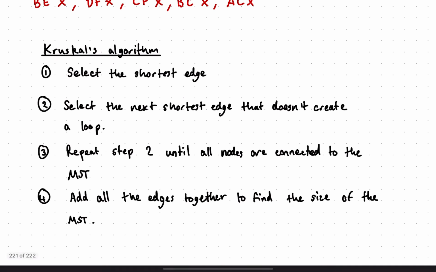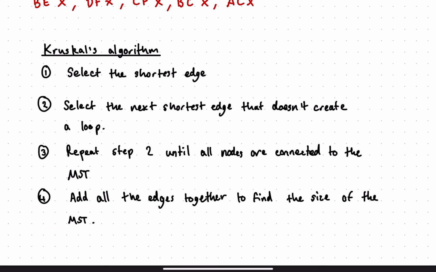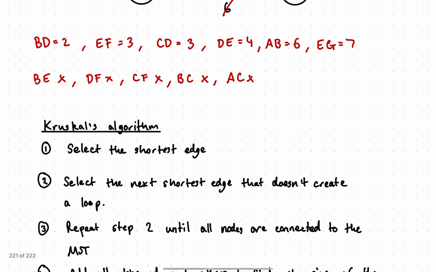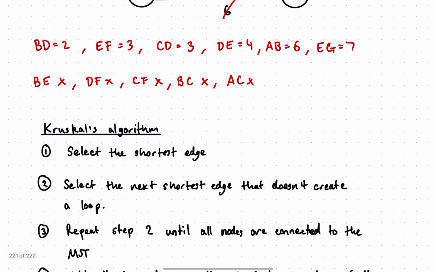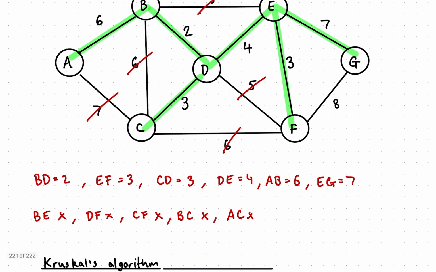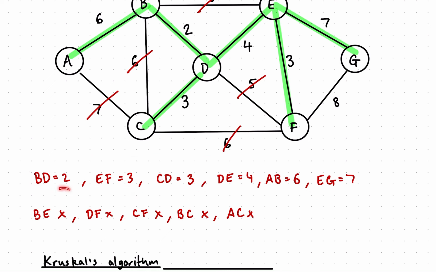So I've completed this third one, which is repeating step 2 until all nodes are connected to the minimum spanning tree. So I'm now going to do the last step, which is add all the edges together to find the size of the MST. And that might be a bit miswritten. It's add all the edges that have been selected together, not just all of the edges, otherwise that'd be a waste of time doing all this extra step. So I'm going to take all of these values here and add them together. So 2, add 3, add 3, add 4, add 6, add 7 is going to give me 25.